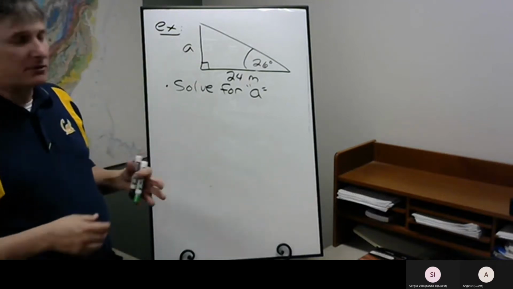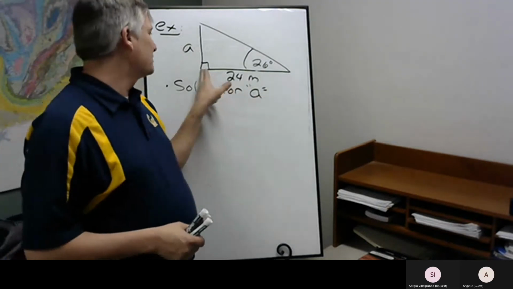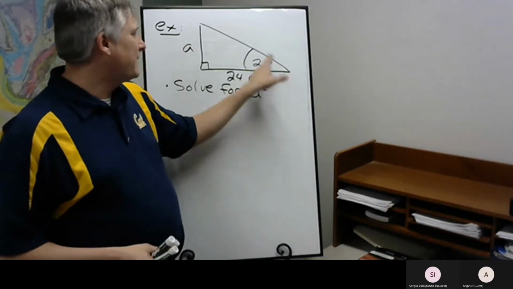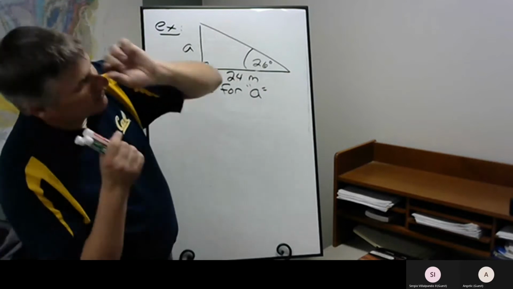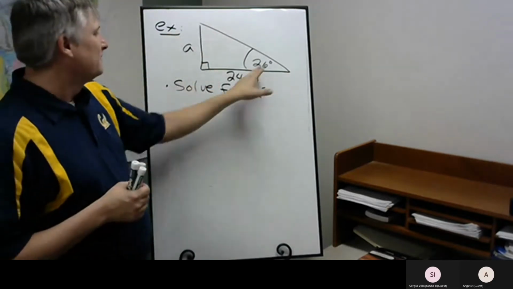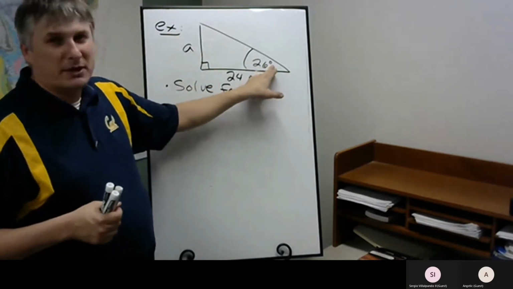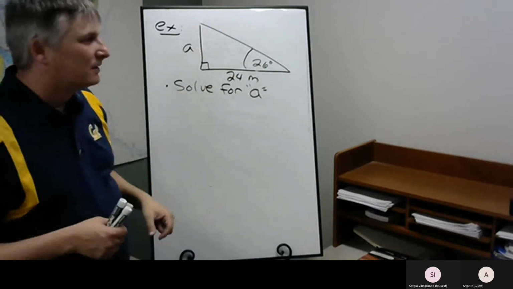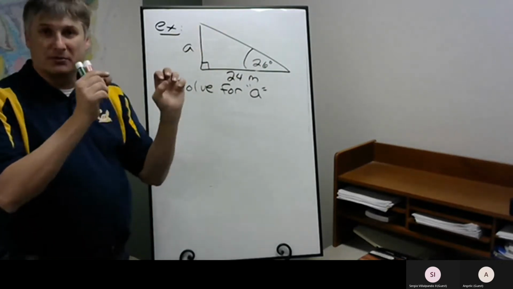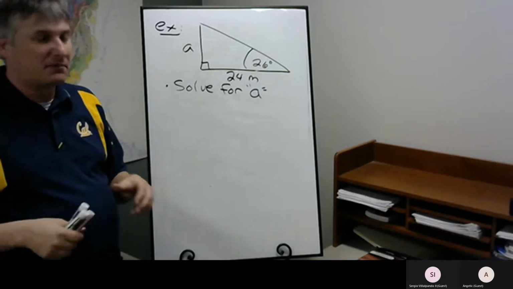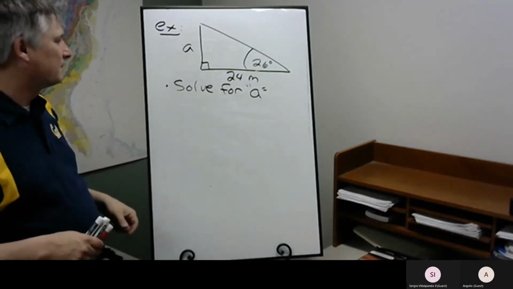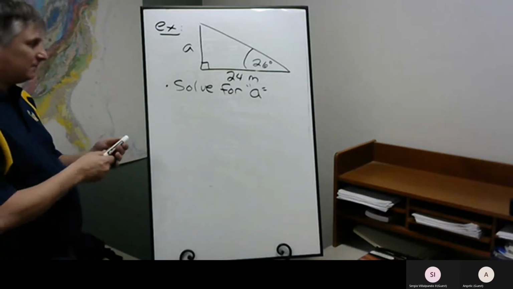Well, let's say you're able to figure out, if you're a distance of 24 meters from this building, and you were to look up at this building, so if you put your head on the ground and look up at that building, you can make an angle of 26 degrees and be looking at the very top of that building. Have maybe a little scope or something to make it a little more precise. And you want to figure out how high this building is. So what we have is this.